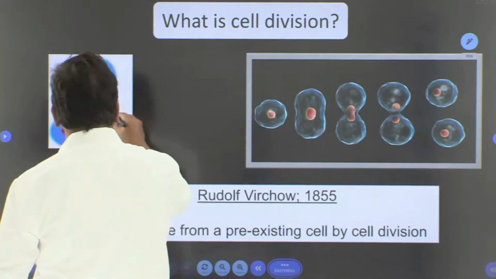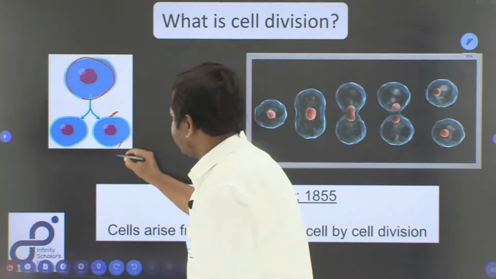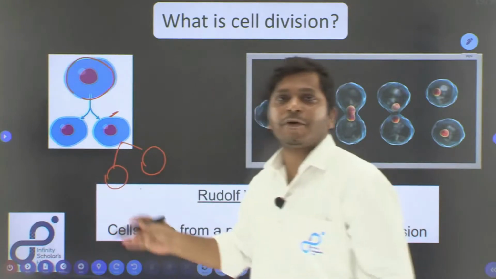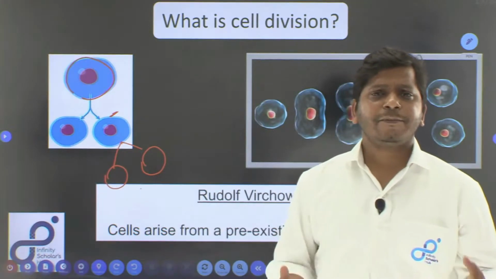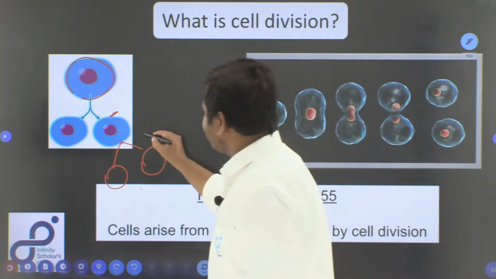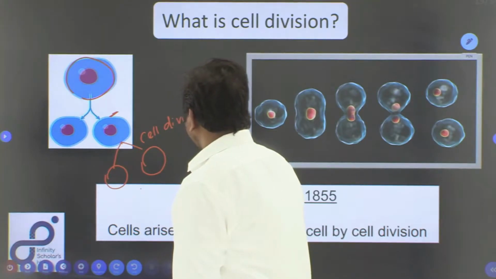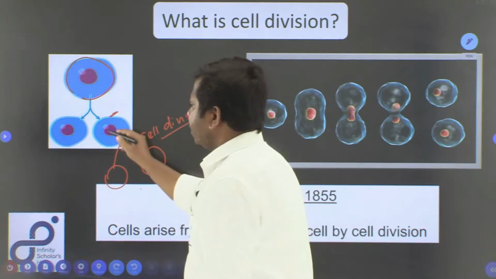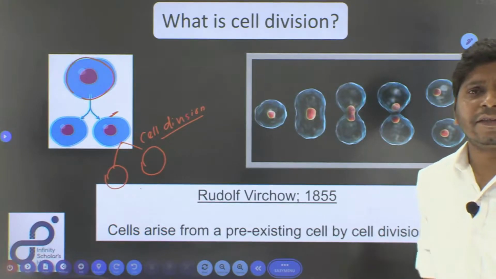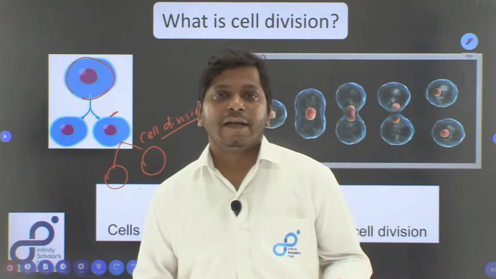Suppose this is a cell. This cell comes from this pre-existing cell by the process of cell division, and when this cell divides, it will produce other cells also. So all cells come from a pre-existing cell. And what is the process that carries that out? That is cell division. So cell division is a fundamental process in which a parent cell divides to produce daughter cells. That is the easiest way of explaining what is cell division, right?